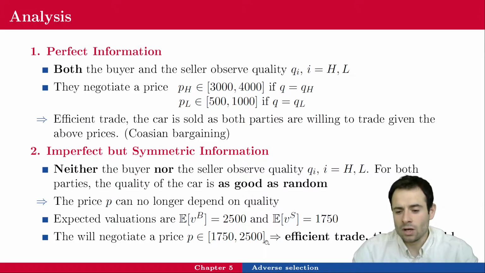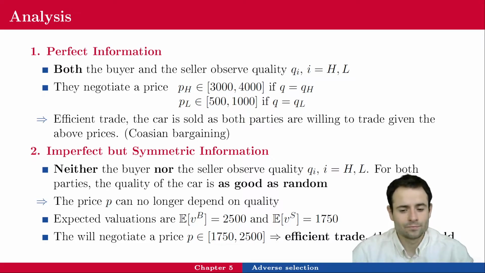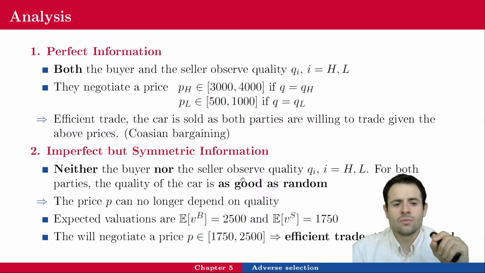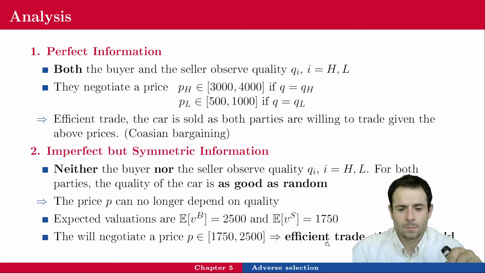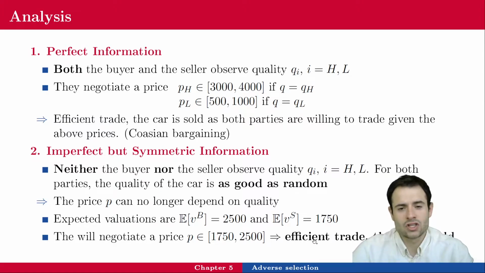So the buyer will buy the car, the seller will manage to sell his car, and it doesn't matter if it's a good car or a bad car, it is going to be sold. So in fact, again, trade is going to be efficient because it is going to happen. But note that none of them knows the quality of the car. So the problem is not so much that information is imperfect, because if nobody knows about it, trade can still be efficient. It could be that the average willingness to pay is lower than the average willingness to sell, in which case trade would be inefficient. It is entirely possible. But if the average is bigger, then trade will be efficient.